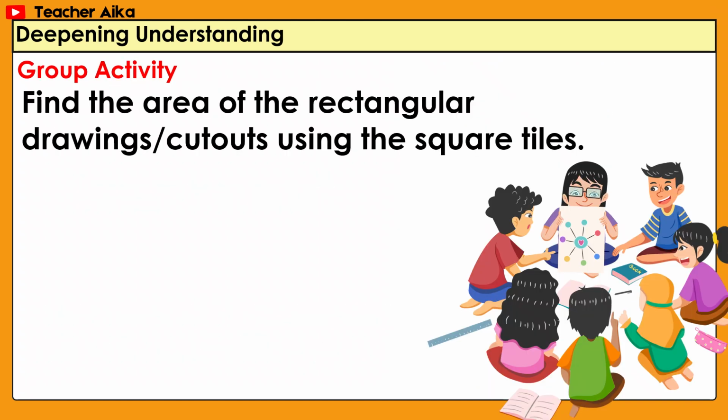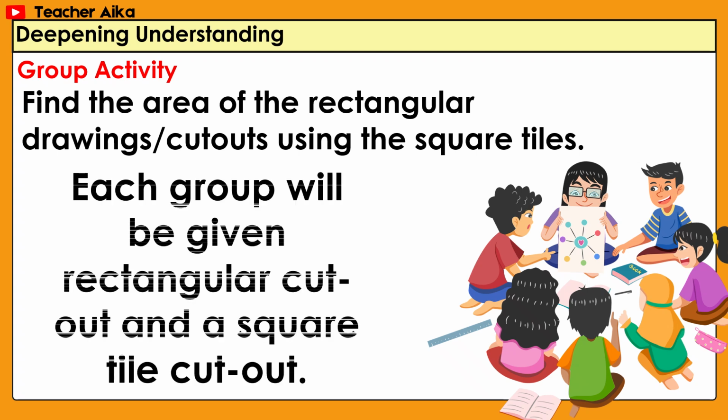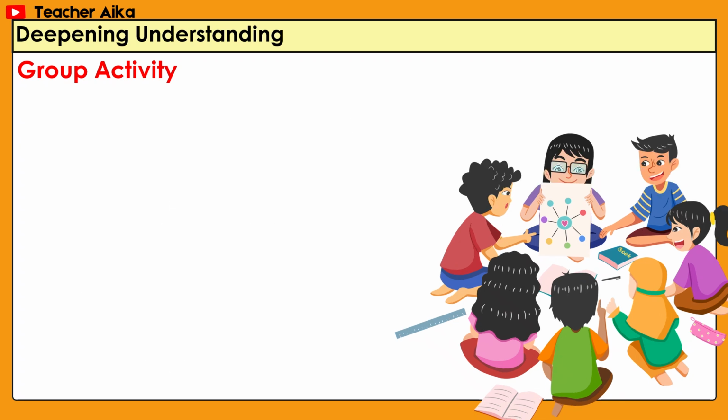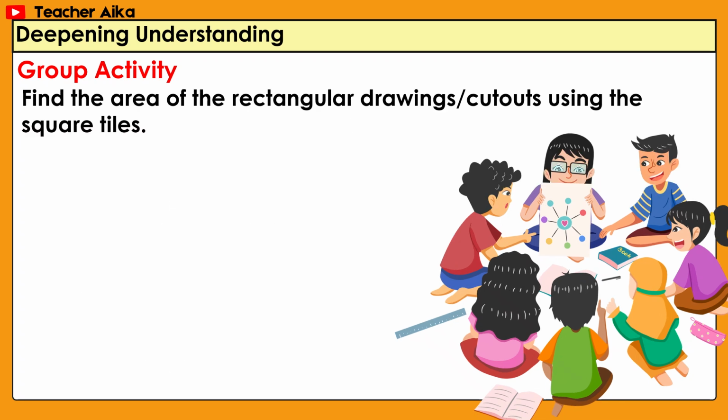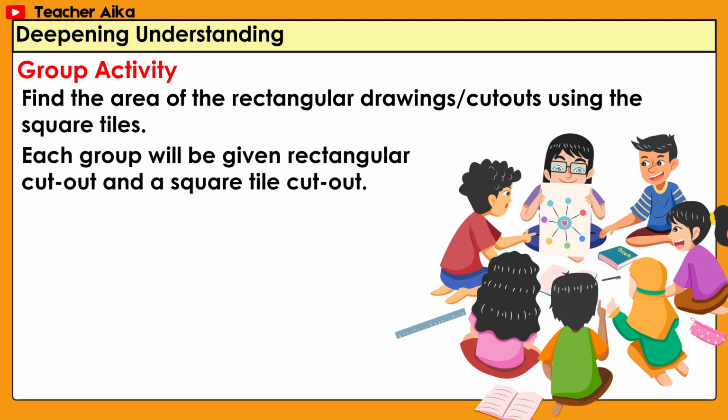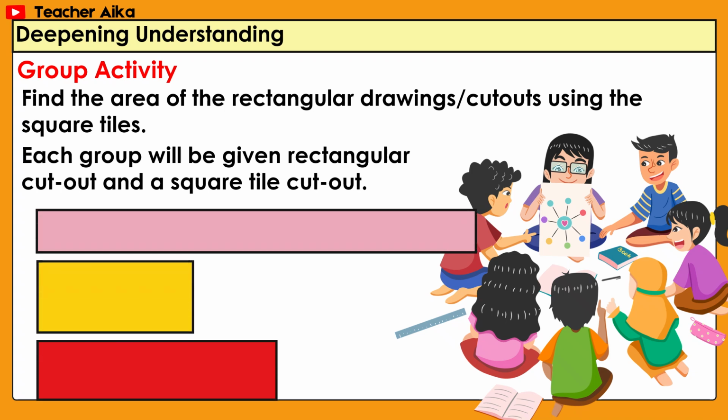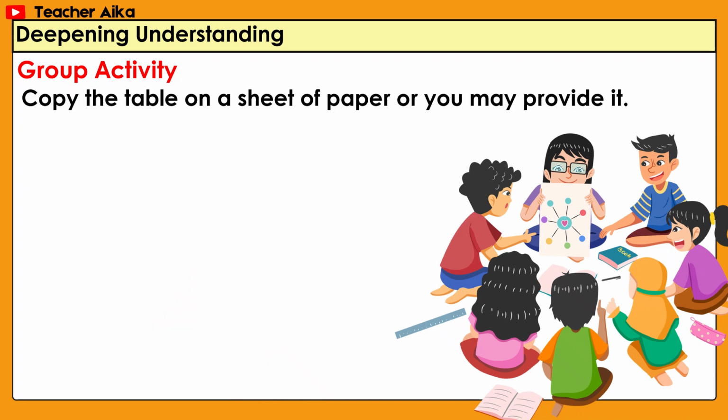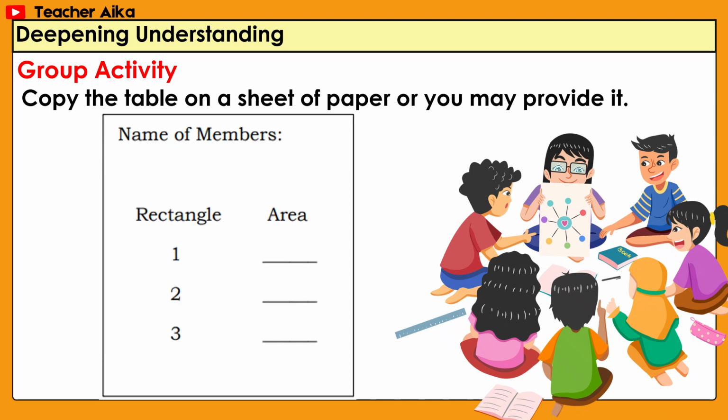Group activity. Find the area of the rectangular drawings or cutouts using the square tiles. Each group will be given rectangular cutout and a square tile cutout. Copy the table on a sheet of paper or you may provide it. Name of members, rectangle, and then area.